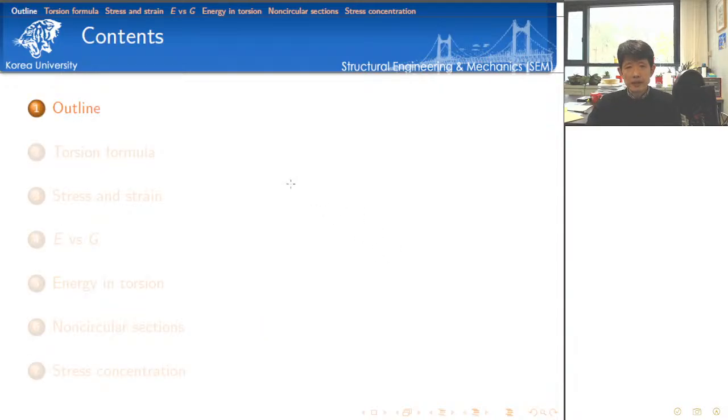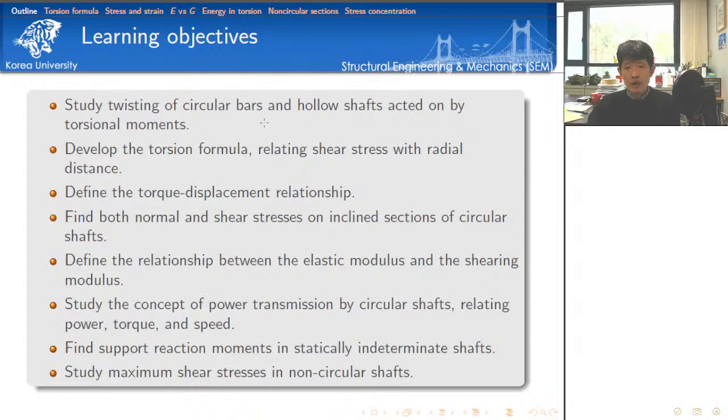Okay, the first part is the outline. Here we have 7 different subsections in this lecture note. Each subsection may have at least one break, so as not to increase the time of the lecture video. So the first part is the outline.